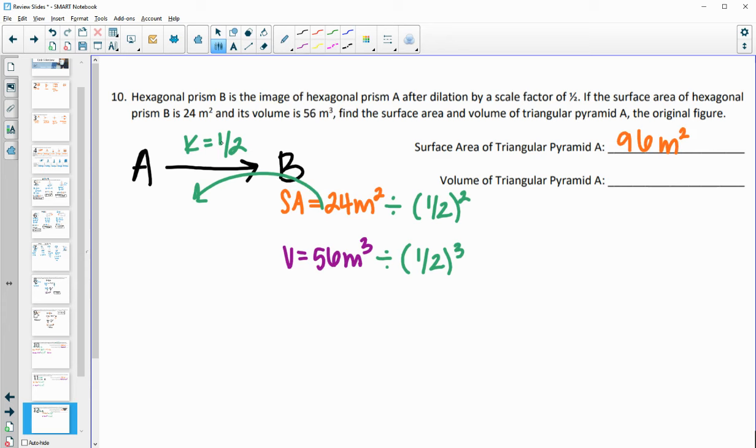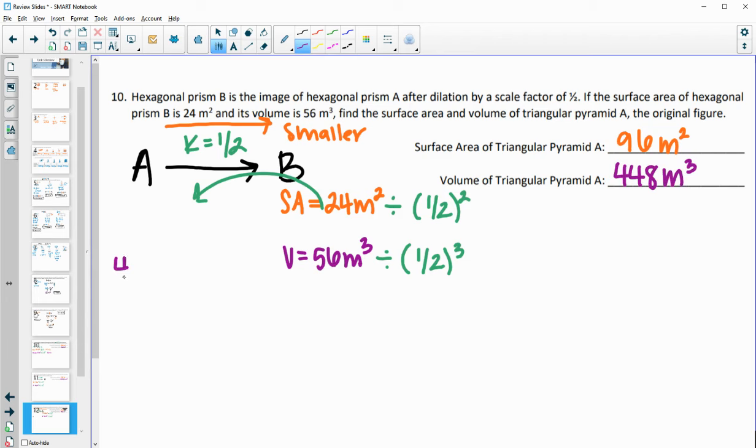Since this K value is less than 1, the original should be larger, because that means when we go this way, it's getting smaller. So this original volume should be bigger, okay? Or original surface area should be bigger and original volume should be bigger. So now 56 divided by 1/2 cubed, and we're going to get 448 meters cubed for that one.